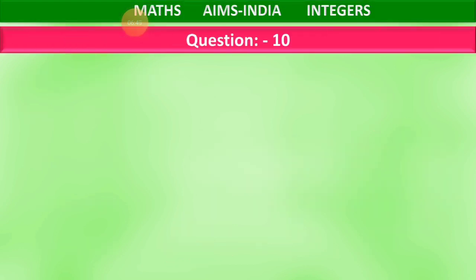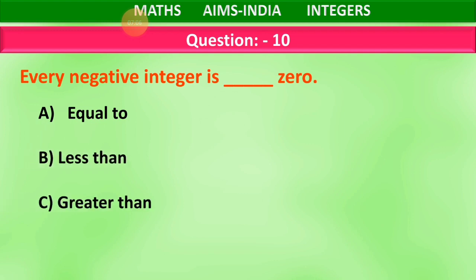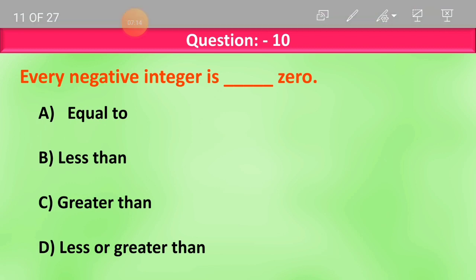Next one is question number 10. Every negative integer is dash than 0. What are negative integers? Minus 1, minus 2, minus 3 and so on are the negative integers. Every negative integer is dash than 0. A equal to, B less than, C greater than, D less or greater than. It means we cannot say, it can be either less or greater than.